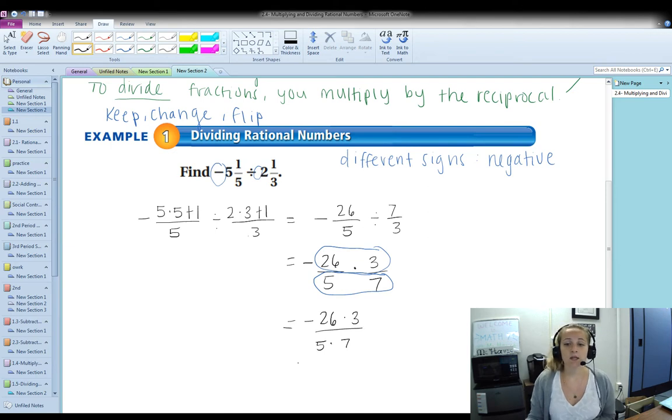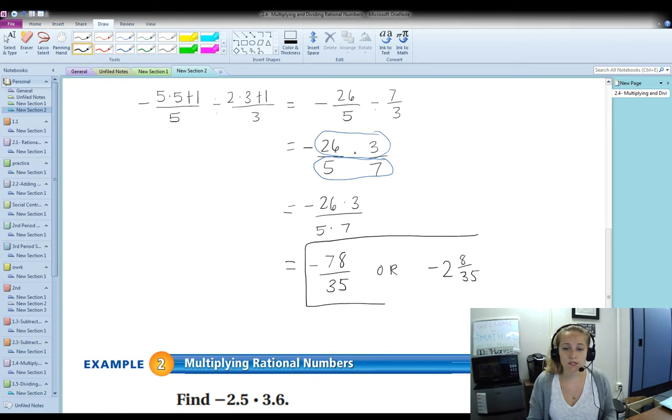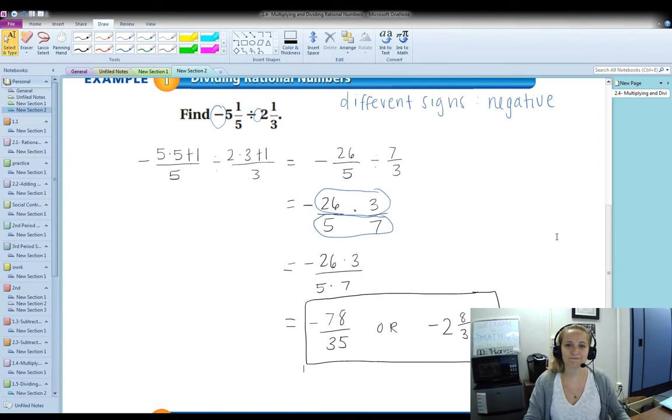Okay? From here, this is fine if you use a calculator because you're still showing me all your work. So you would want to do 26 times 3, which would give you 78. And don't forget the negative, over 5 times 7, which I know is 35. From there, we can turn it into a mixed number, which would be negative 2 with a remainder of 8 over 35. So these are your two answers that you could get for example 1.